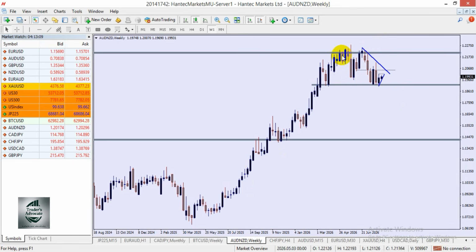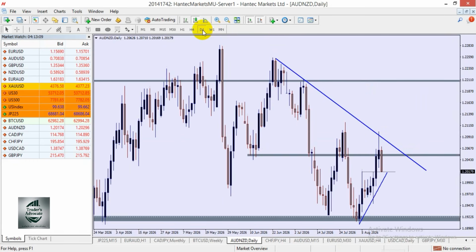So double top giving us a reason as to why this market may actually want to reverse all the way to the downside. This is the neckline of the double top, or the shoulder line of the double top, and pretty much having issues around this area. So we are anticipating a sell all the way to the downside here.